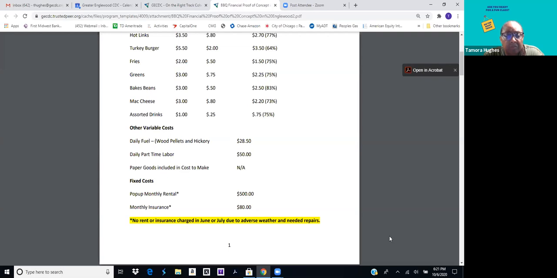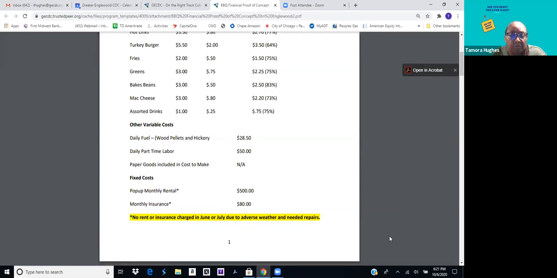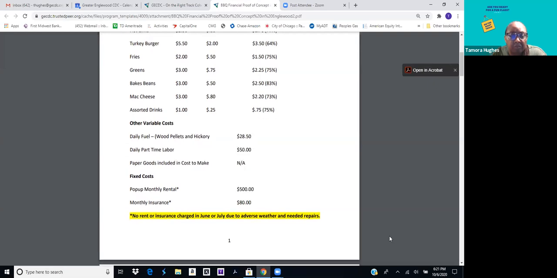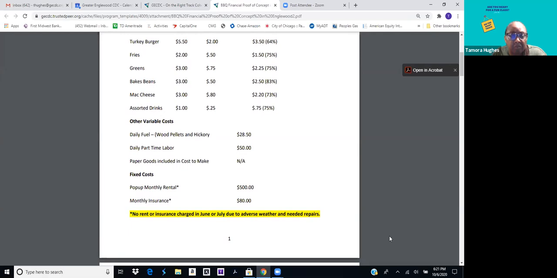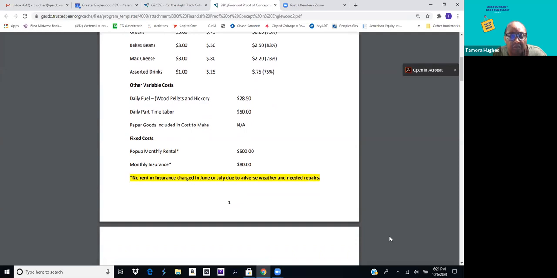The other fixed cost associated with what went on at this pop-up was that there was a $500 rental on the pop-up every month, okay? And then she had to get liability insurance, which she did on a monthly basis, so it was $80 a month. It's not that expensive on a yearly basis, but this is kind of high. And you can see when she did this in 2019, there was some trouble with respect to the weather and the condition of the pop-up. So she didn't have to pay rent for a couple months. So let's go on to the next page.